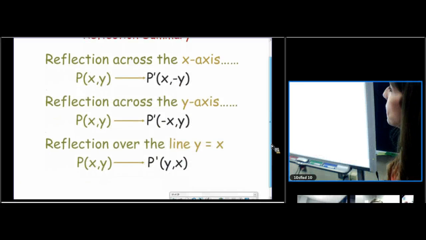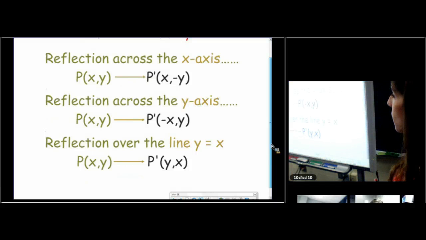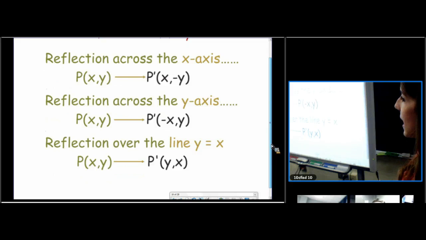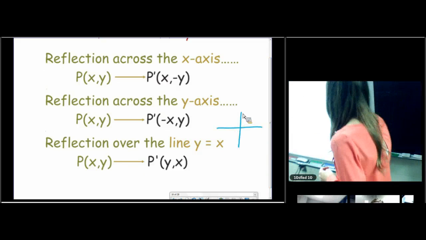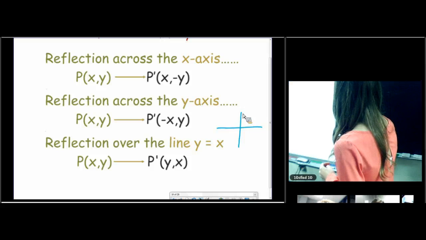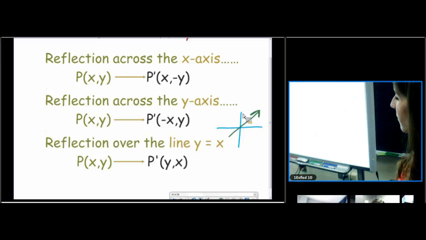So if you're going to reflect over the x-axis, you make the y's negative. If you're going to reflect over the y-axis, you make the x's negative. And we haven't talked about this one yet, but if you're going to reflect over the line y equals x, do you know what that line looks like? You can picture it right away. If you're going to reflect over the line y equals x, what happens there?